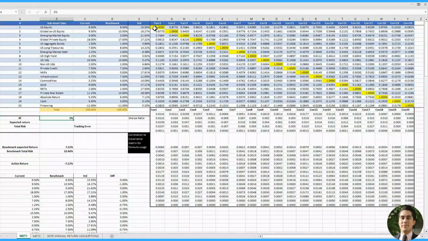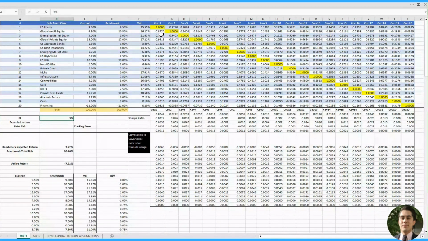Then we have the volatility of those returns for the last 30 years. Here we have our 30-year annual return assumptions. So this is just capital market assumptions: 15.55 for US equity and for the different asset classes. And then we have the correlations. As you can see, the correlation matrix basically tells us how the returns of these two are correlated in the last 30 years based on different market assumptions.